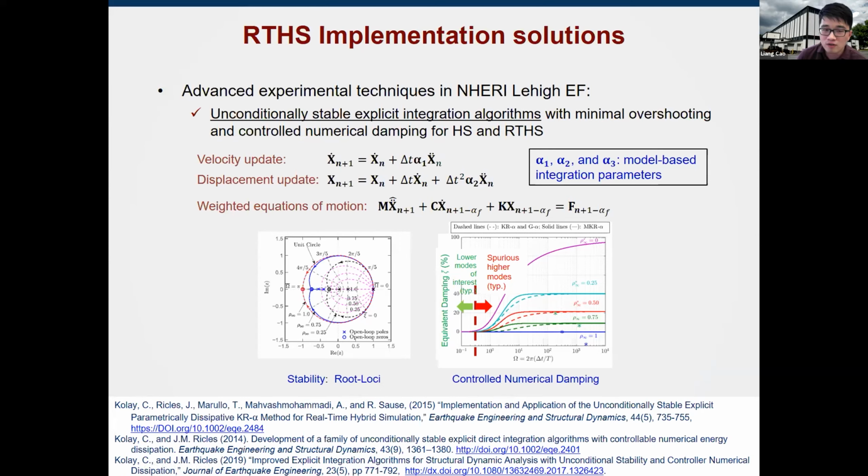So for the most recent one, we call it MKR alpha integration algorithms. Basically they have three equations. The first two equations are the velocity and displacement update. You can see it's purely explicit, which means the future step n+1 depends only on the current step. And here, we introduced three model-based integration parameters, alpha 1, 2, 3.